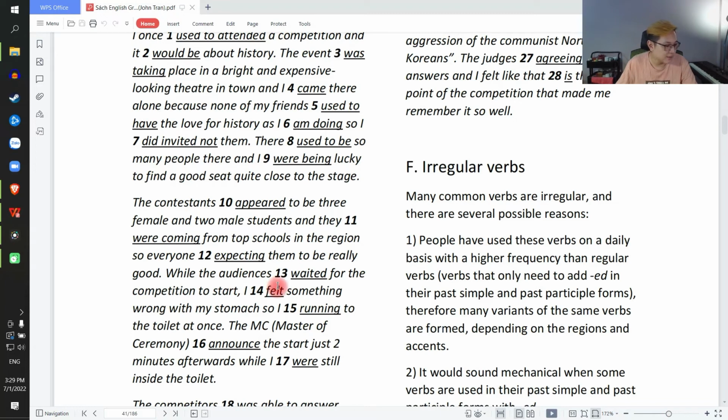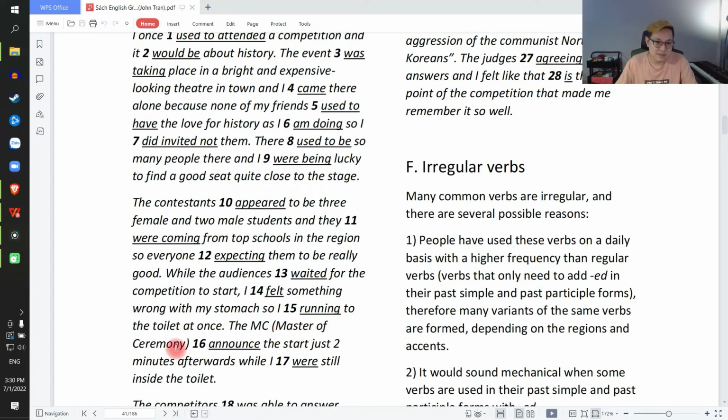13. While the audience were waiting for the competition to start, I felt, so 14 is correct, 14 đúng nè. I felt something wrong with my stomach. So I ran to the toilet at once. So number 13 provides a scenario for the action of 14 and 15 to happen. Cái số 13 nó cung cấp một cái hoàn cảnh để cho cái số 14, 15 nó diễn ra. Đó là trong khi những người khán giả đang chờ cái cuộc thi bắt đầu thì tôi cảm thấy cái gì đó sai với cái bụng tôi và tôi chạy đến toilet ngay lập tức.